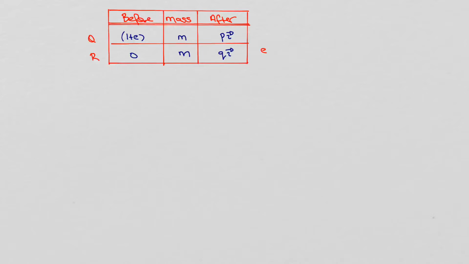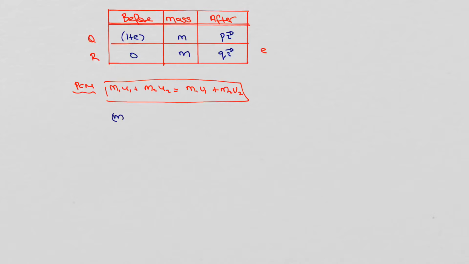Okay, so for the principle of conservation of momentum, we have M1 U1 plus M2 U2 is equal to M1 V1 plus M2 V2. So subbing in, we have M times 1 plus E plus M times 0 is equal to M times P plus M times Q. So again, now I'll only cancel across for my M's, which leaves me with P plus Q is equal to 1 plus E. So that's my first equation.